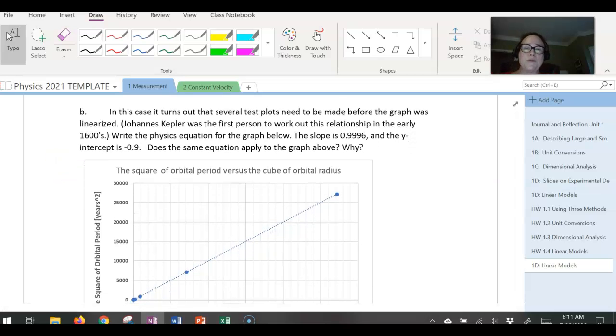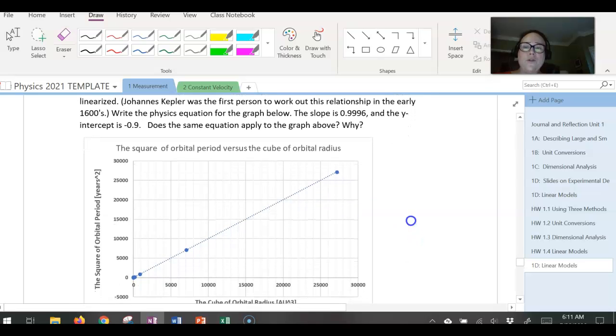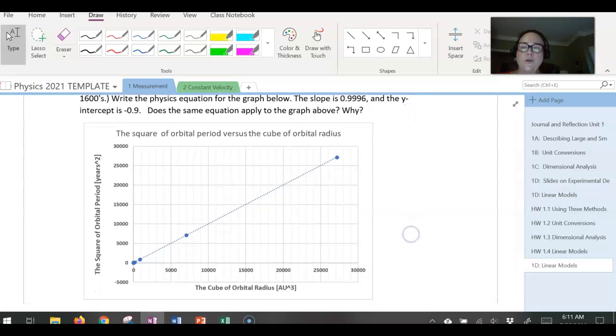Johann Kepler was the person who worked out this relationship in the early 1600s, and he did eventually get to a linear relationship. And in order to do that, look at this, he had to take the square of the orbital period versus the cube of the orbital radius. And so after he made that transformation, he did get a linear graph, and he was then able to write a physics equation for it.